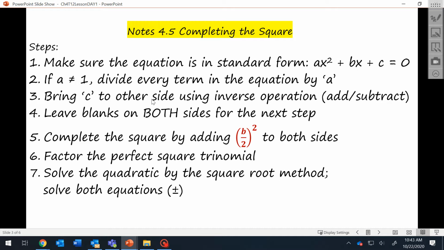Bring c to the other side. So you would subtract c to the other side. Alright. And then leave blanks on both sides for the next step, which is where we're going to create the perfect square trinomial.